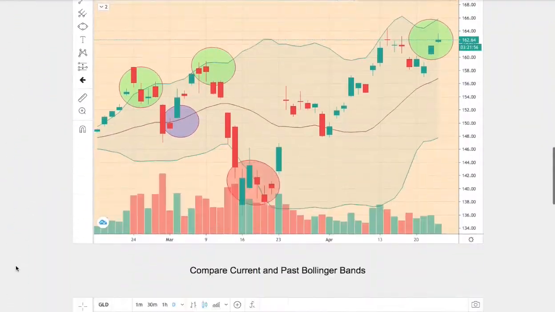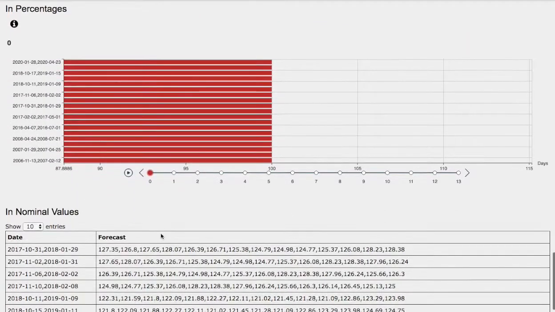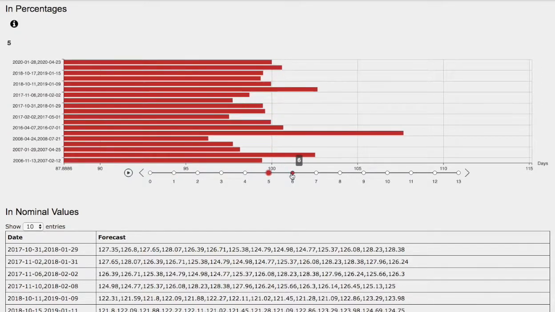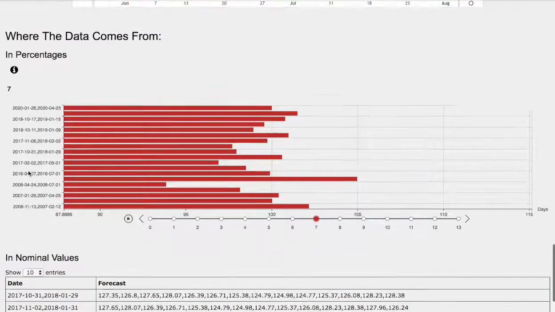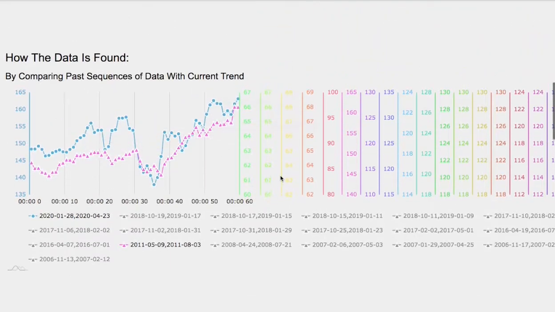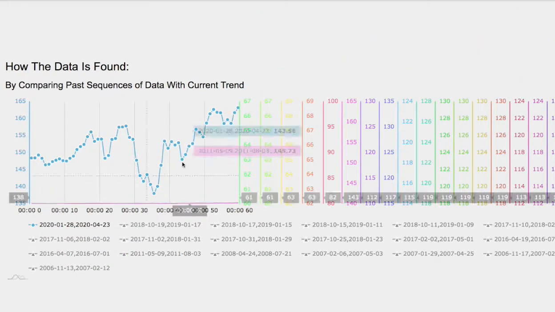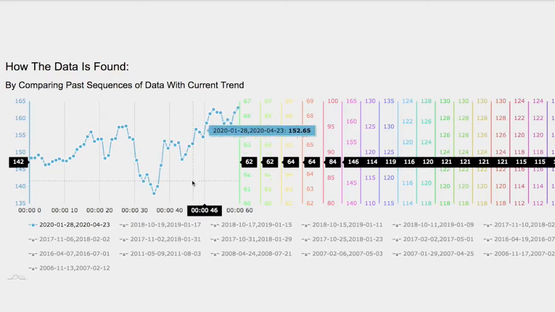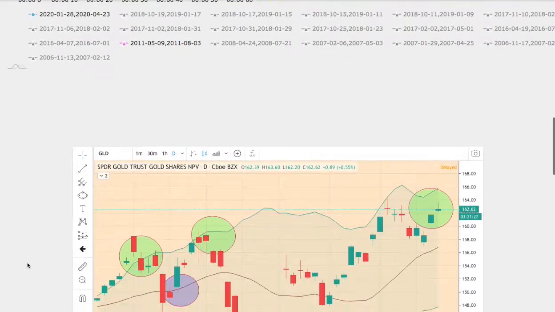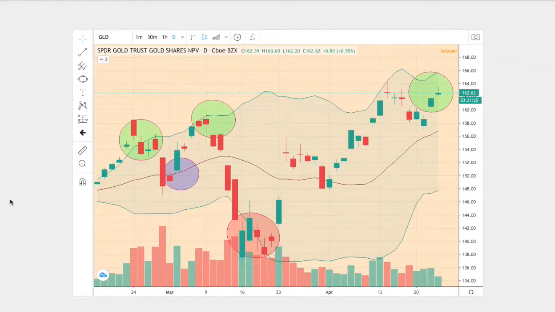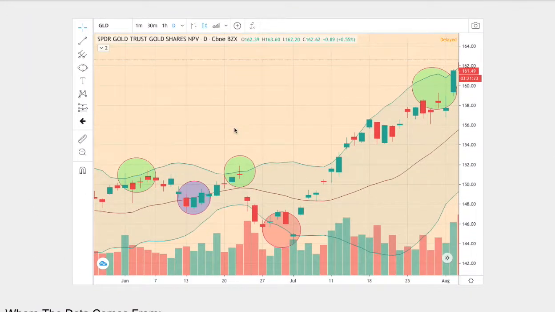So let's examine the day-by-day forecast for gold futures. So we have 1 day out, 2 days out, 3 days out, 4 days out, 5 days out, 6 days out, and 7 days out. So which one of these models should we focus on? Ideally, the model that is best matched to the current trend. So the current trend is this blue line on the line graph, and overlapping it is a trend that I believe is the best match, and this trend dates back to May 9th, 2011 to August 3rd, 2011. And right here we have our current trend, and below is the 2011 trend.